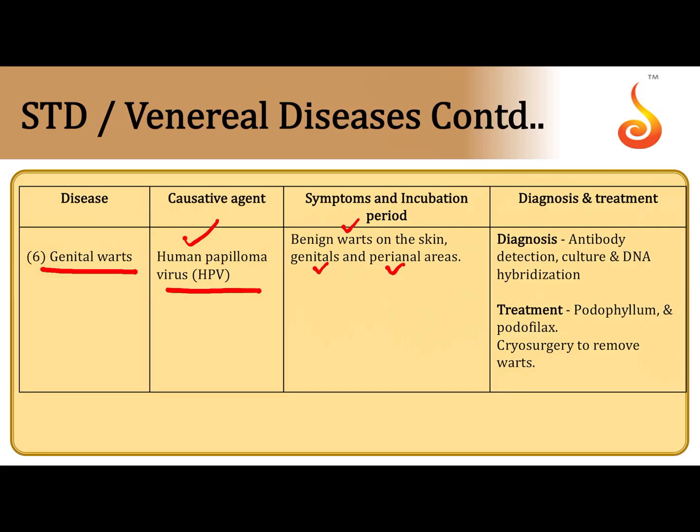Otherwise, this is a disease just like genital herpes. There is no cure for this disease. It only involves symptomatic management. Again, it is diagnosed by antibody detection, culture, and DNA hybridization. It can be treated using a drug called podophyllin, obtained from a perennial herb, podophyllum, and by cryosurgery. Like I told you, the warts are frozen and scraped out of the skin, and that is called cryosurgery.